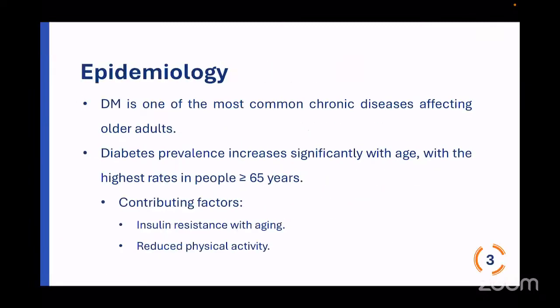So diabetes is one of the most common chronic diseases affecting older adults, and its prevalence increases significantly with age. The highest rates occur in people aged 65 and older. The contributing factors to this increased prevalence are increased insulin resistance with aging. As people age, they deposit fat, and fat increases insulin resistance, and also reduced physical activity.